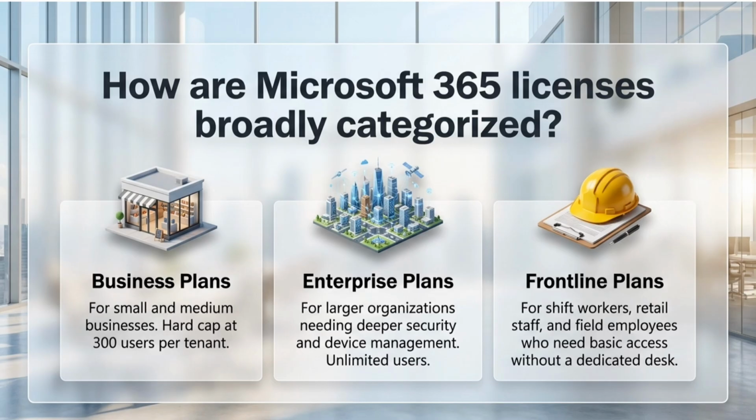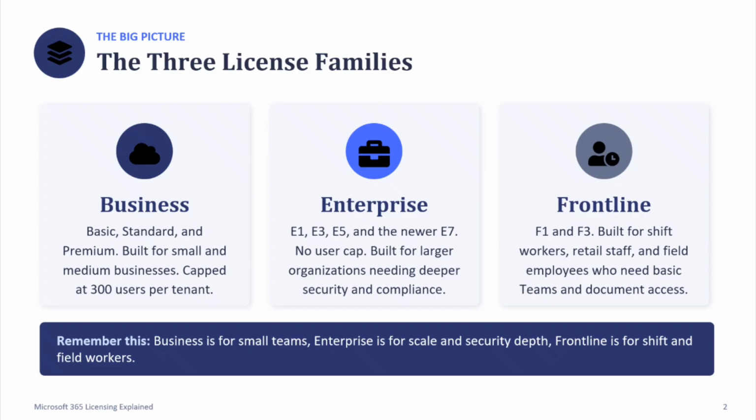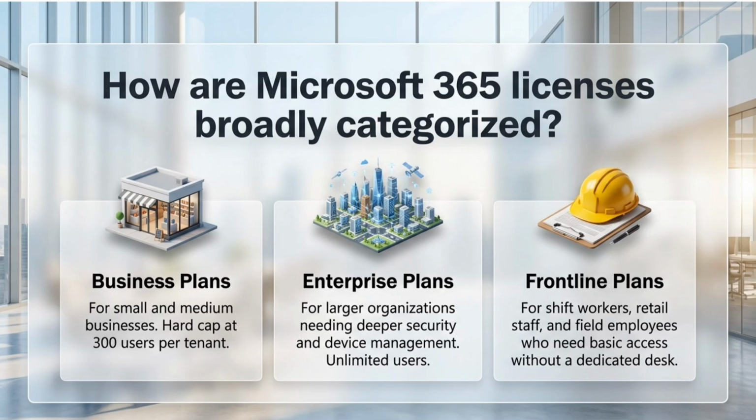Family 2 is enterprise plans. These are E1, E3, E5 and the newer E7. There is no user cap here. These are built for larger organizations that need deeper security, compliance and device management.